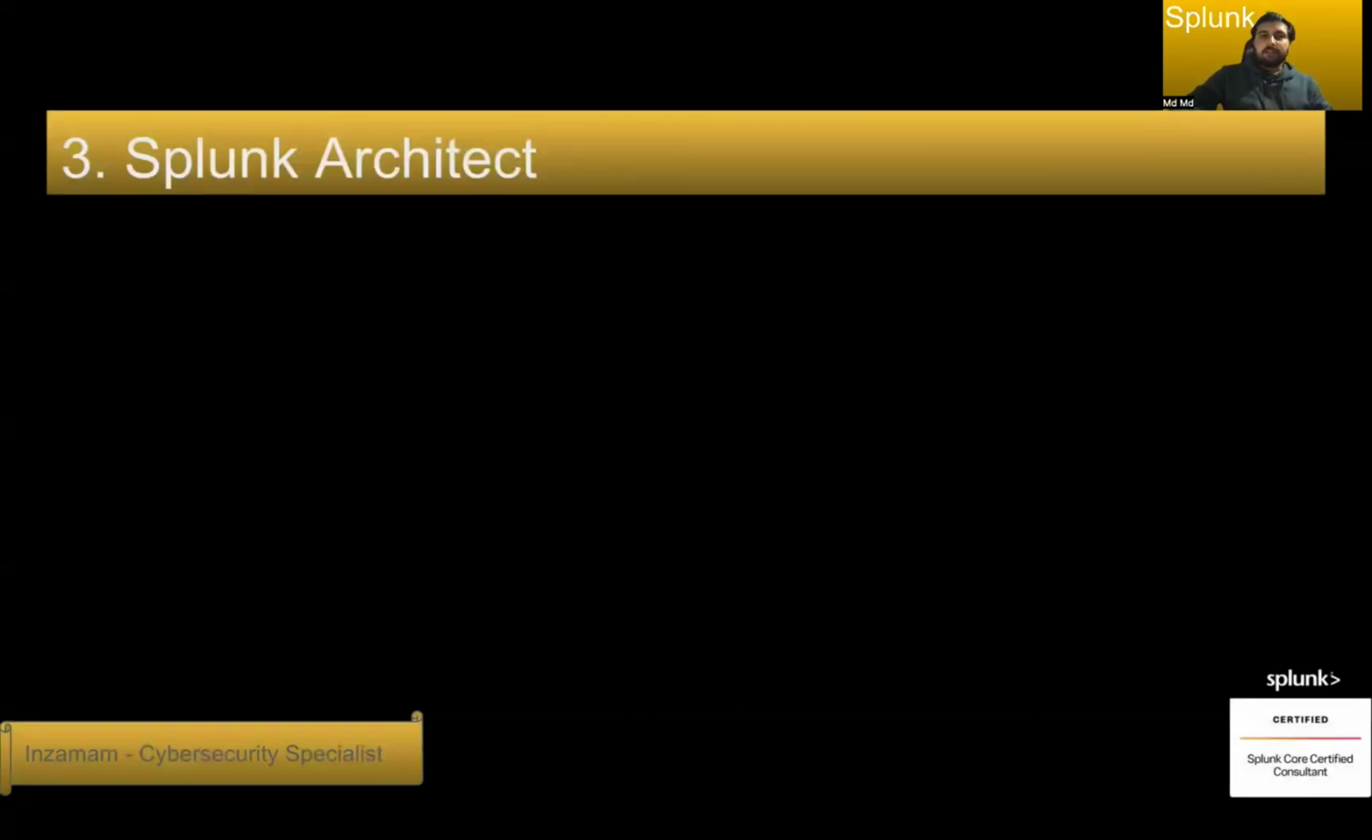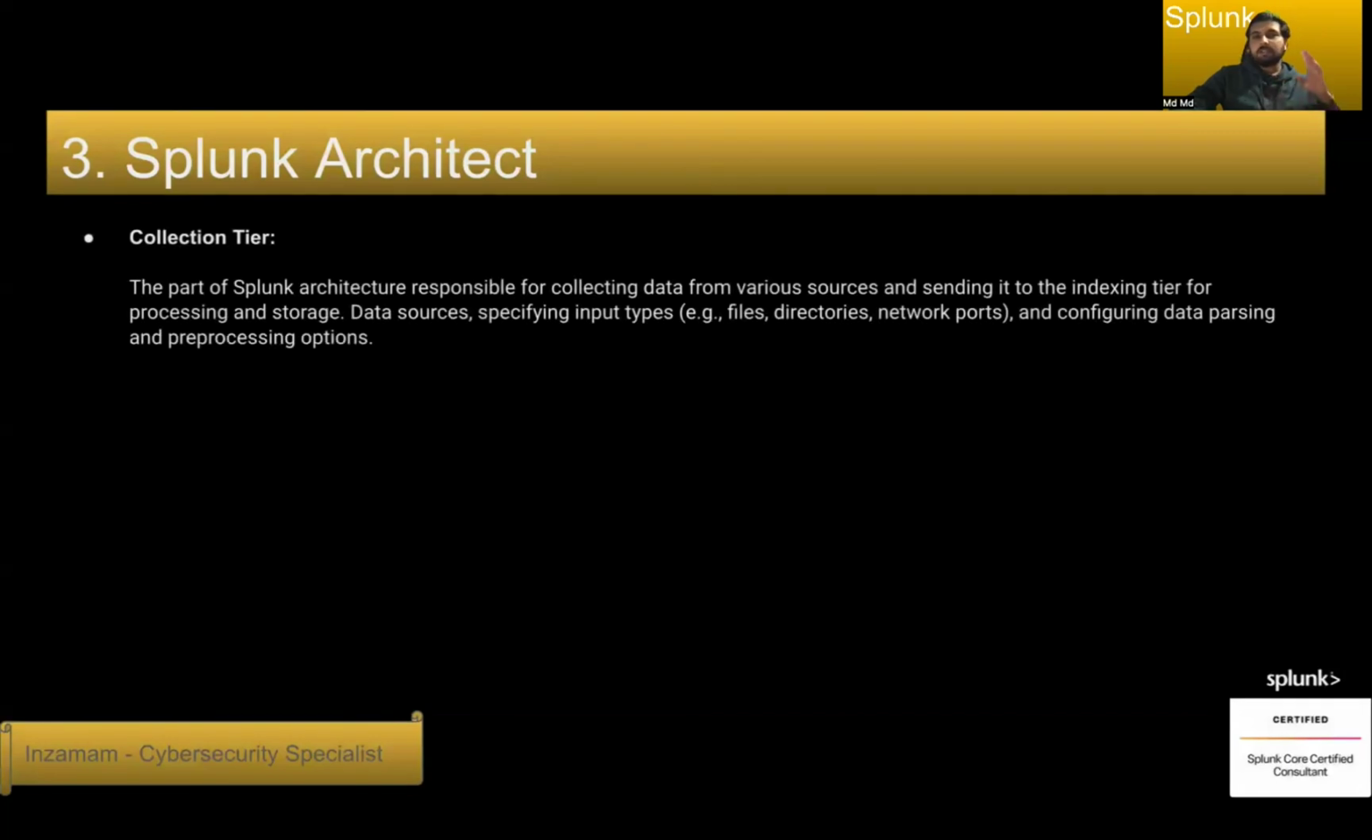And Splunk architecture. It would be the same thing. Collection tier is the tier where we collect the data from different sources. So, for example, if we have a Windows machine, Linux server, network devices, firewalls, or any sort of data type, or we can use HEC, the HTTP Event Collector, to collect the data from different sources. That's considered the collection tier. This part of Splunk is responsible for collecting the data from different sources and sending it to the indexing tier.